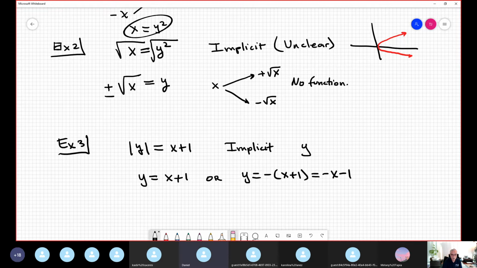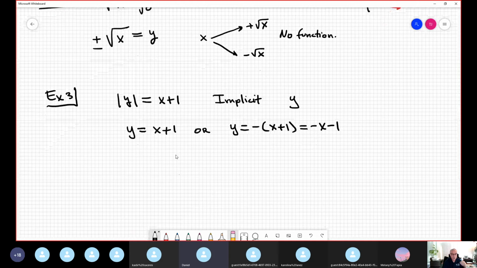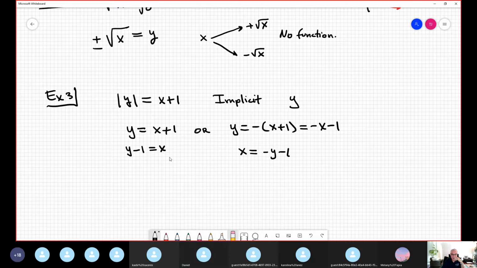So what's going on? Here, for example, you isolate the x: y minus 1 equals x. Now, isolating the x here, I move the x and I move the y: x is equal to minus y minus 1. What I did was move minus x to the left, like a positive, and y I moved to the right. So now I can see one x in this equation determining two different y: one is y minus 1, and another is minus y minus 1. It's obvious it's not a function, for the same reason.